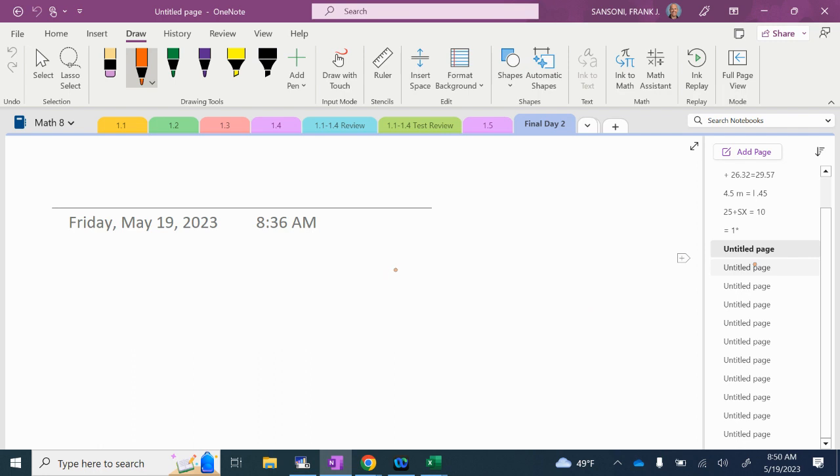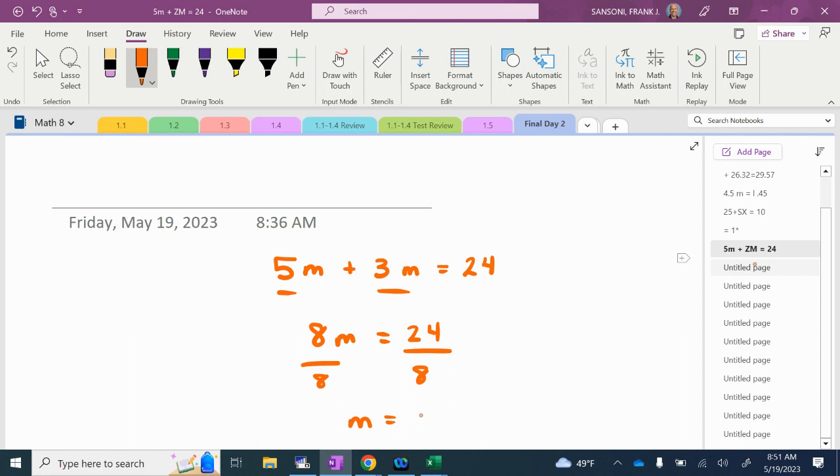We are going to combine some like terms. I've got 5m plus 3m equals 24. So if I have 5m plus 3m, if I combine like terms, what am I looking at? 8m. That plus that, combine like terms, 8m equals 24. And so to get m by itself, I am dividing, right? Dividing by 8. And so m equals 3.